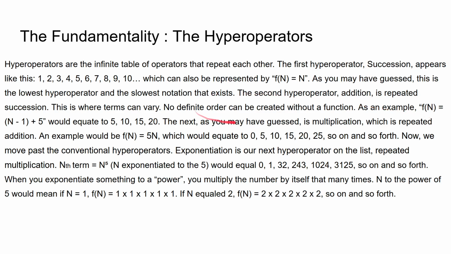Next is multiplication. Multiplication, as you all know, is repeated addition. You just add stuff. So f of n is 5n, which is 0, 5, 10, 15, 20, 25, 30, 35, 40, 45, 50, 55, 60. It's the same as the one before. That's what multiplication is, and that's all of the conventional hyperoperators, all three of them that we actually use in day-to-day life.